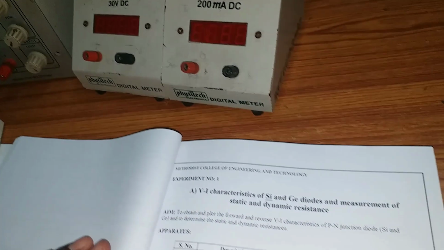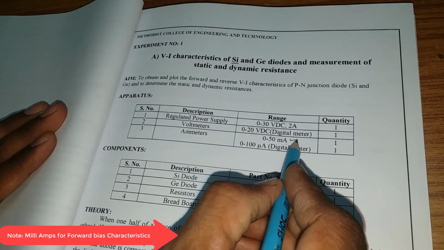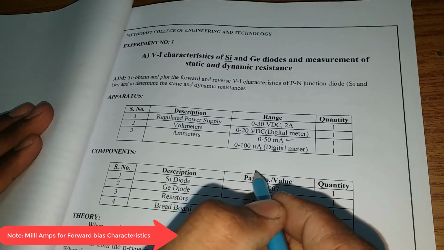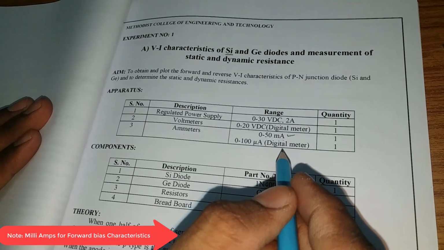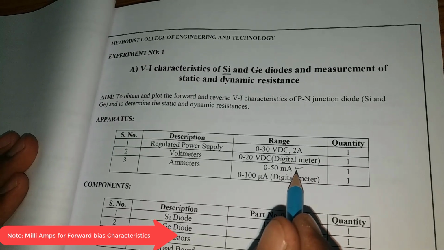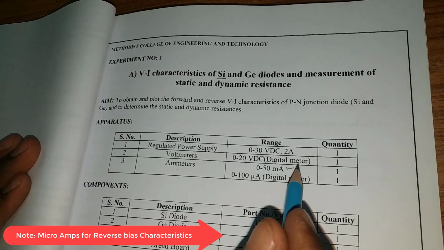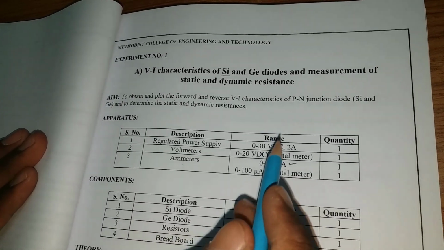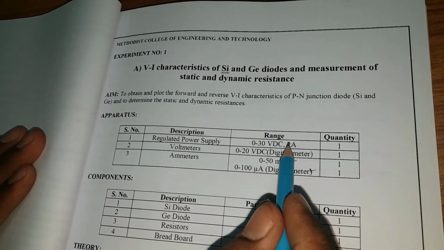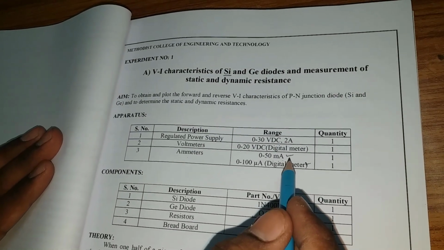And the next one is a 0 to 200 microammeter. Basically we use the milliammeter in forward bias of the silicon diode, the 0 to 50 milliamps range, and in reverse bias I am going to take 0 to 100 microamps. We have the 0 to 200 microamps range in the laboratory. So these are the three major equipments we are going to take for the first experiment.